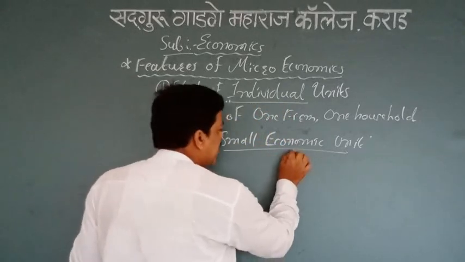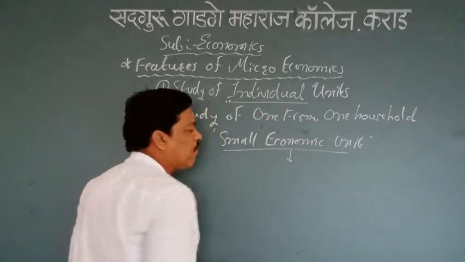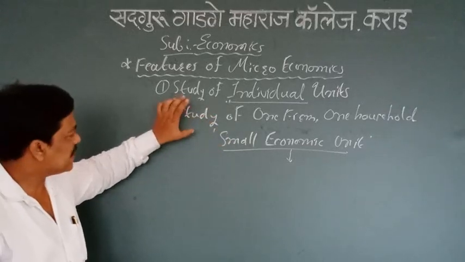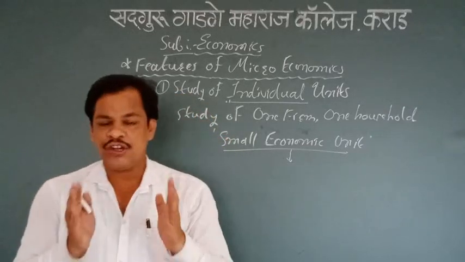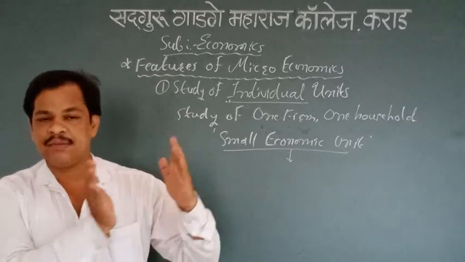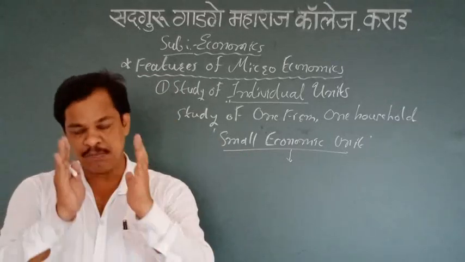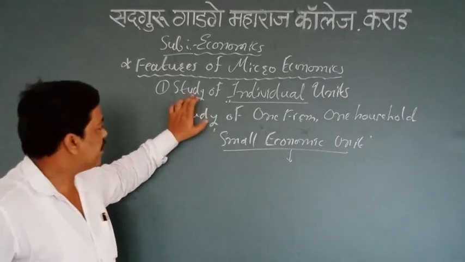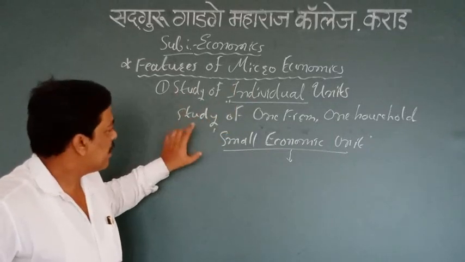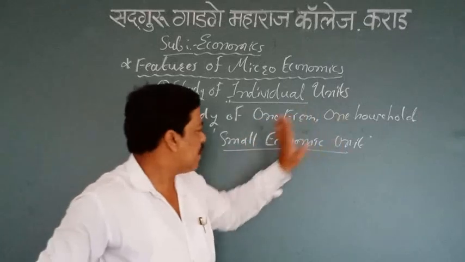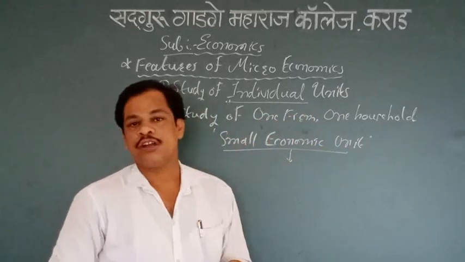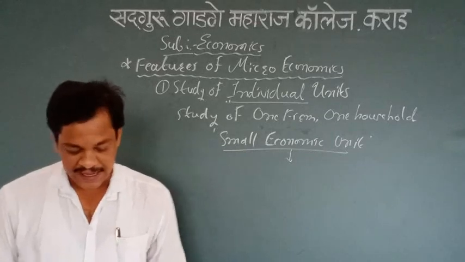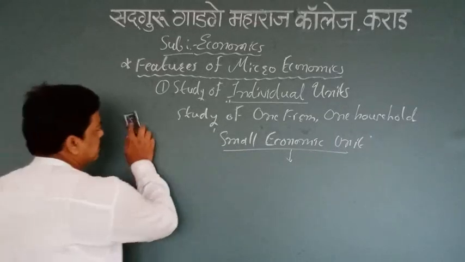This point is related with only one thing: one firm, one household, one company. Microeconomics divides the whole thing, and the small part belongs to microeconomics. So the first point is the study of individual units, concerned only with one firm, one household and one small economic unit. Okay. Now point number 2 is the price theory.